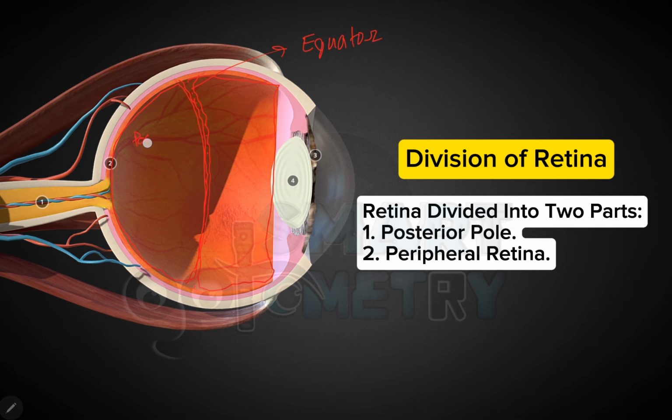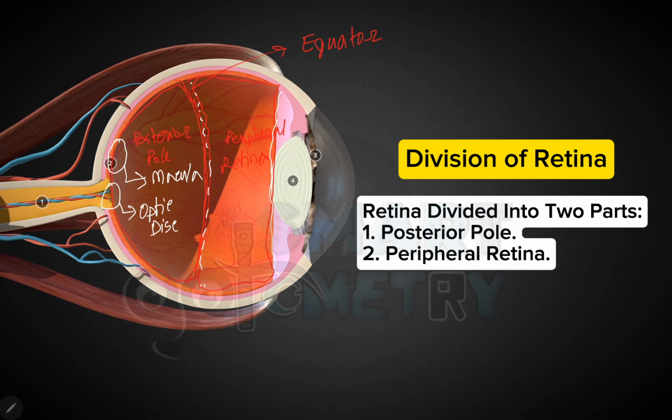So this portion is the posterior pole and this portion is the peripheral retina. In the posterior pole we have two important structures, that is the optic disc and the macula, and in the peripheral area we have the Ora Serrata anteriorly and the equator posteriorly.